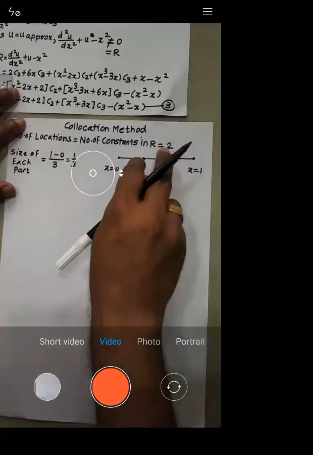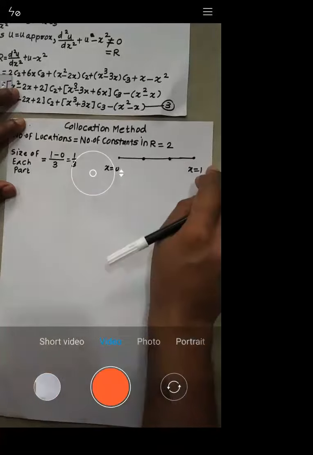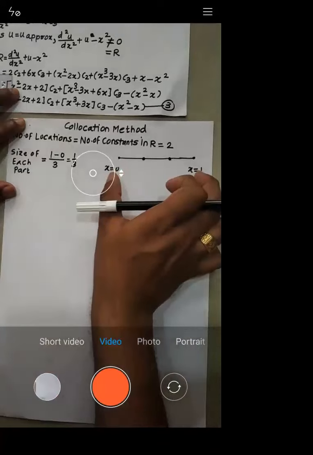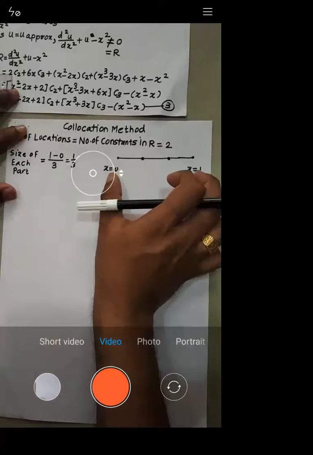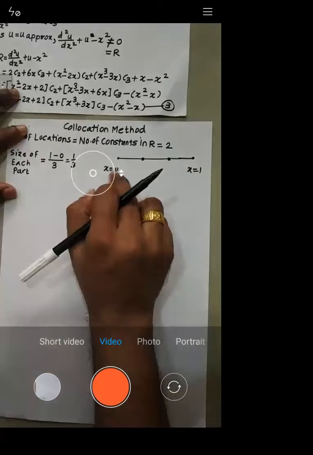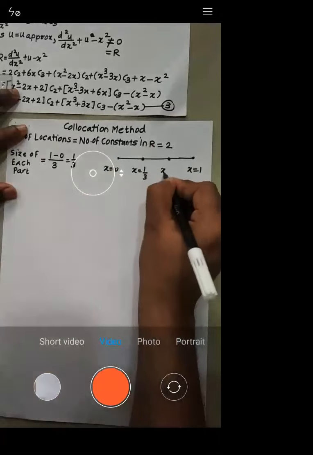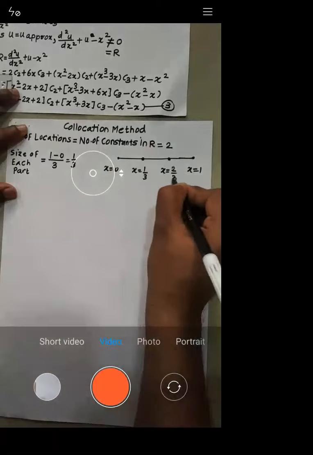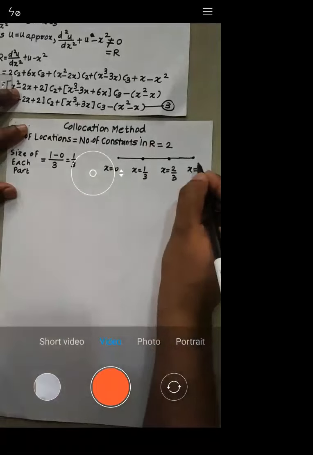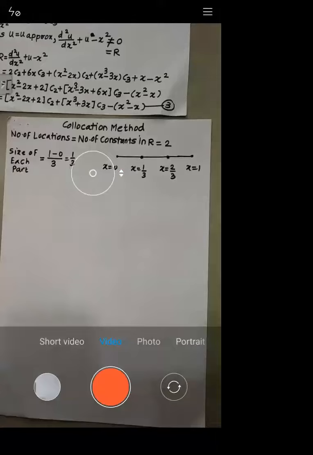When you put two locations, you will get three parts. That means this one unit you are dividing into three parts. Then what is the size of each part? It is 1 by 3. So 0 plus 1 by 3 is 1 by 3, 1 by 3 plus 1 by 3 is 2 by 3, and 2 by 3 plus 1 by 3 is again 1. Getting or not?